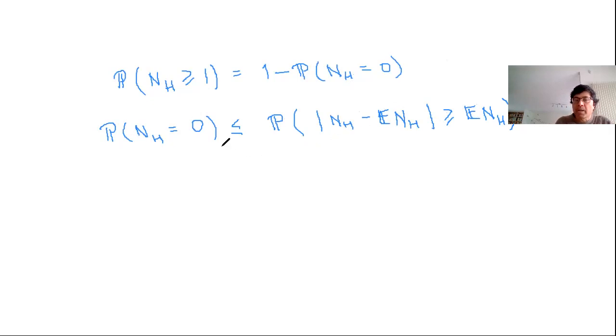But for the right-hand side, we have a good bound. The probability a random variable deviates from its mean by more than some given constant is less than or equal to the variance of the random variable, here NH, divided by the square of this constant, the square of E NH. And this is just Chebyshev's inequality.